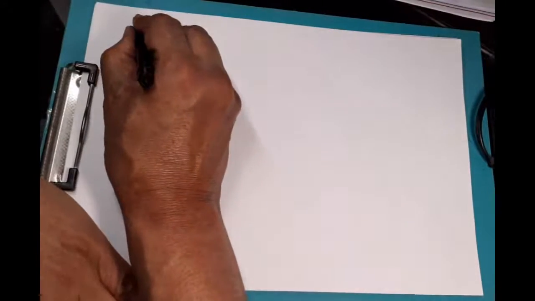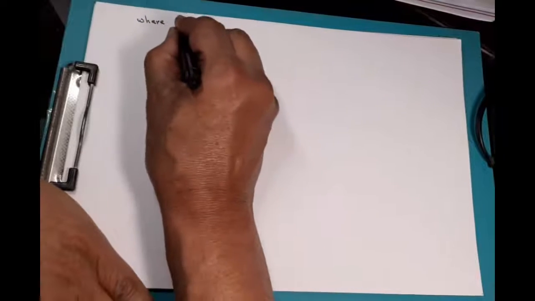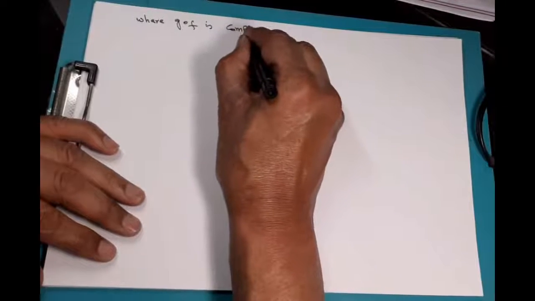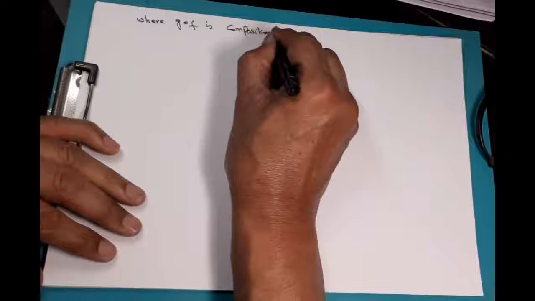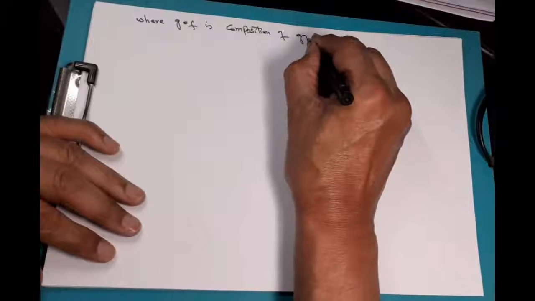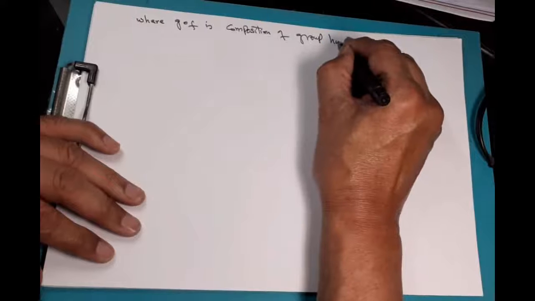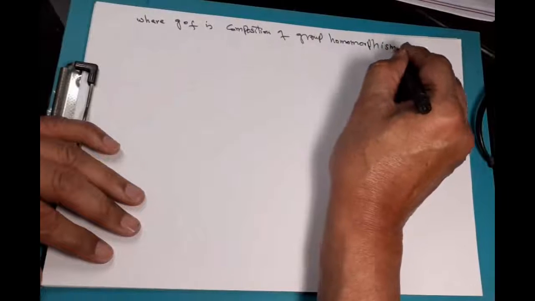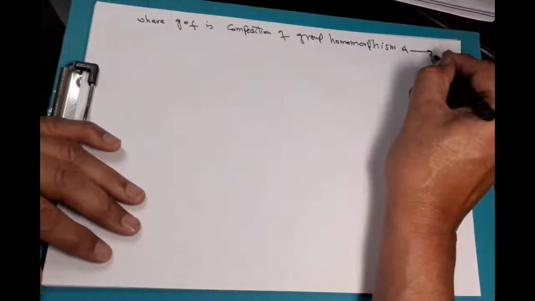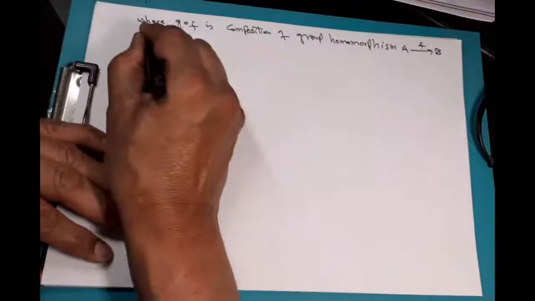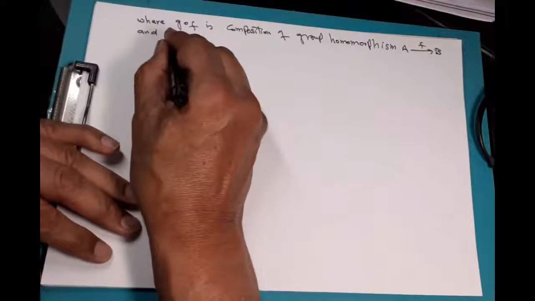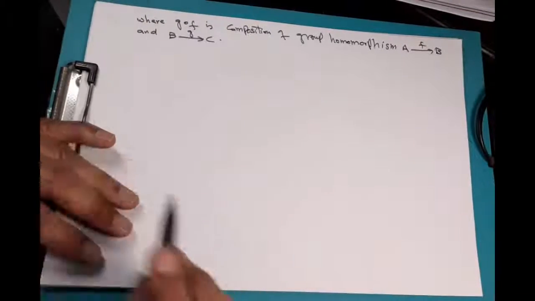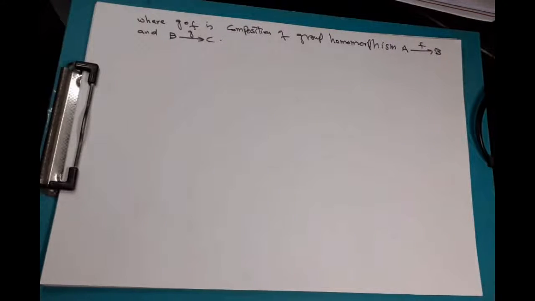Let me just note that g circle f is the composition of group homomorphisms f, which is from A to B, and g, which is from B to C. So composition of these two group homomorphisms.